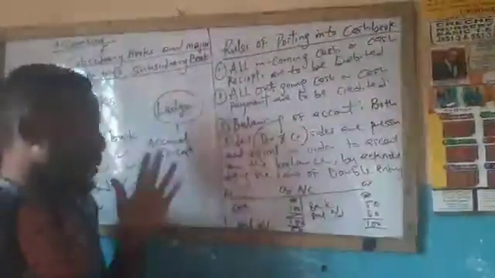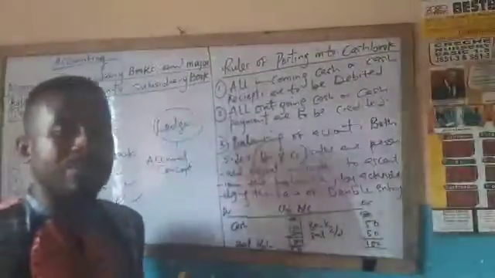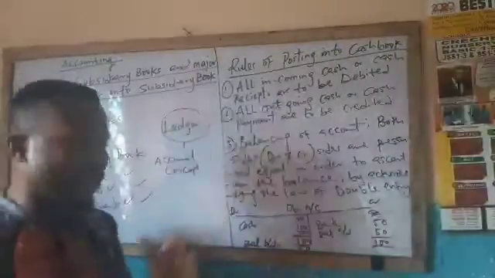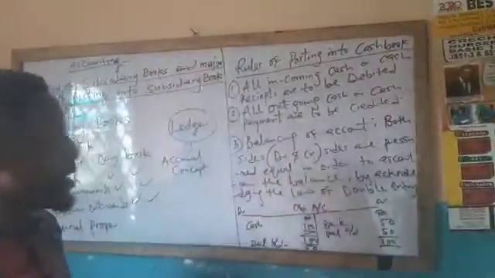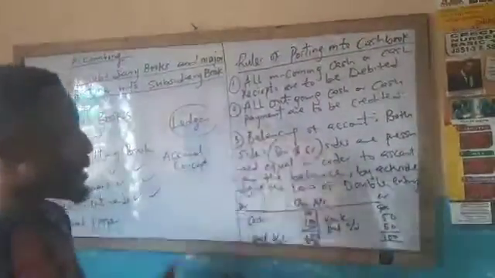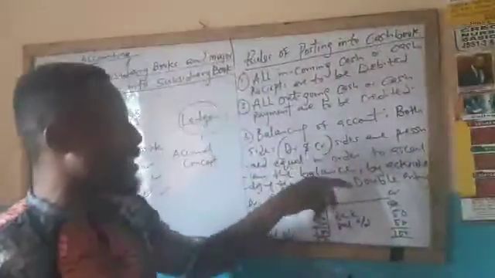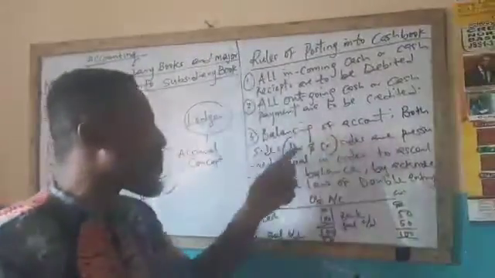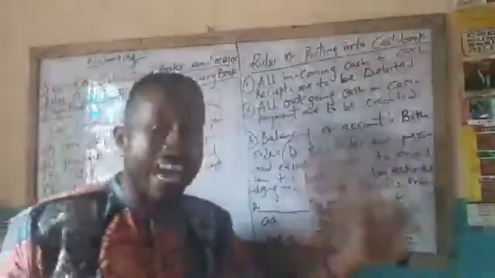The third one is balancing, the balancing of accounts, which is very, very important. So many students find it very difficult to balance accounts. If you follow this simple rule I've given to you, the difficulty is going to be a thing of the past. Now look at it. Both sides, debits and credits, are presumed equal in order to ascertain the balance by acknowledging the law of double entry.